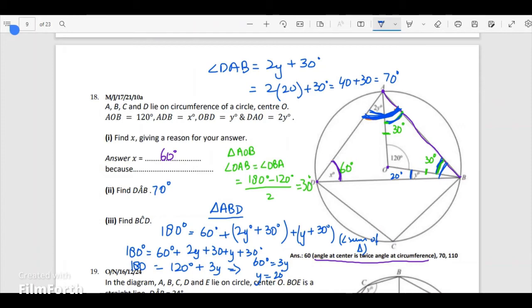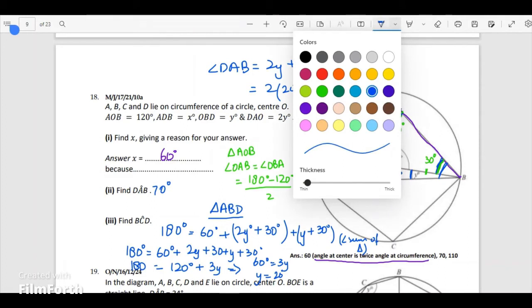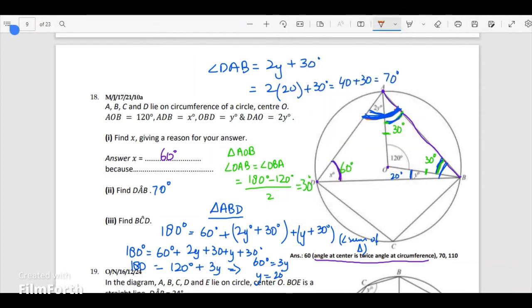Next up we have to find angle BCD. So this BCD is this angle right here. Okay, so we see these four vertices lying on the circumference. So A, B, C, D is a cyclic quadrilateral. Okay, it's a cyclic quadrilateral.